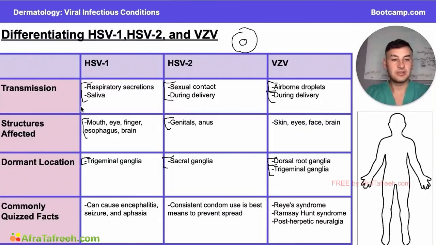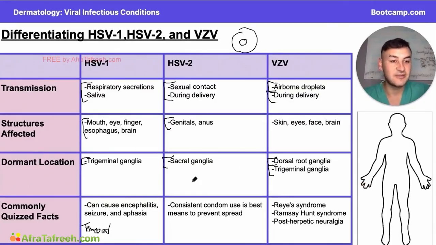Okay? So let's talk about some commonly quizzed facts associated with each virus. So starting with HSV1, we love to hear on Step 1 about encephalitis, seizure, and aphasia, which are all neuro symptoms of HSV1. And that's because HSV1 really likes to infect the temporal lobe, okay? And we know that the temporal lobe is an area that is really prone to causing seizure activity, and it's also the location of a lot of our language structures, which is why it can cause aphasia in these patients.